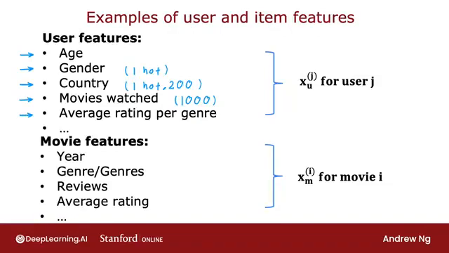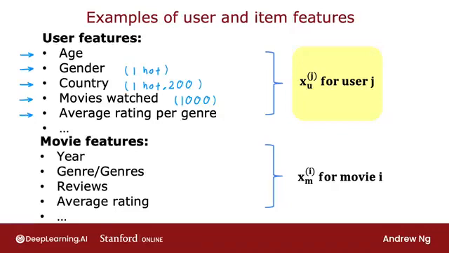One interesting thing about this feature is that it actually depends on the ratings that the user had given. But there's nothing wrong with that. Constructing a feature vector that depends on the user's ratings is a completely fine way to develop a feature vector to describe that user. So with such features like these, you can then come up with a feature vector x_u^(j), where the subscript u stands for user and the superscript j for user j.